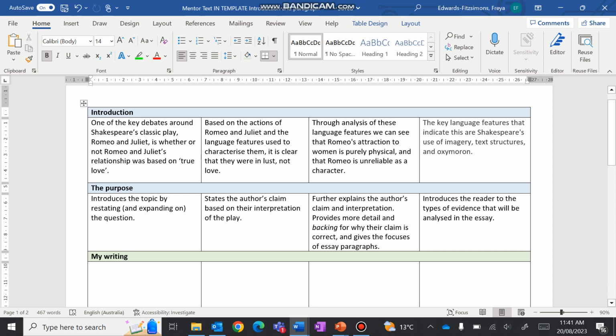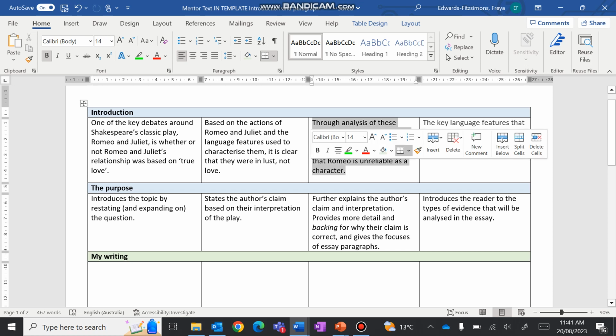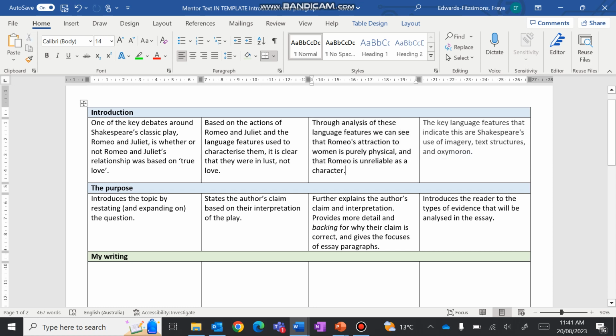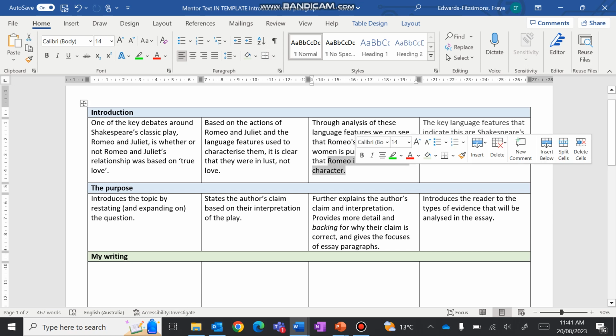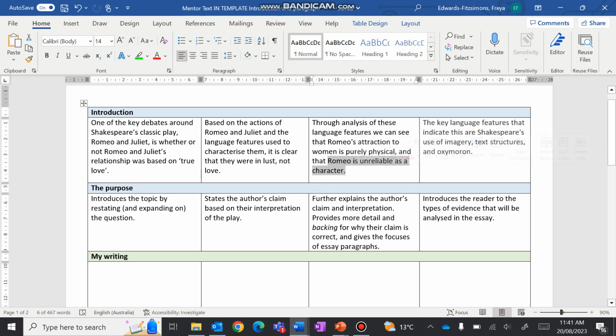The other thing to really focus on with students is that in this section, I have outlined 2 reasons why I feel they were in lust that are going to become the focus of my paragraphs individually. So the mentor text coming is purely around this idea that Romeo is unreliable. If I were writing a full essay, I would then have a second paragraph around Romeo's attraction being physical, and then perhaps a third one, and so on.